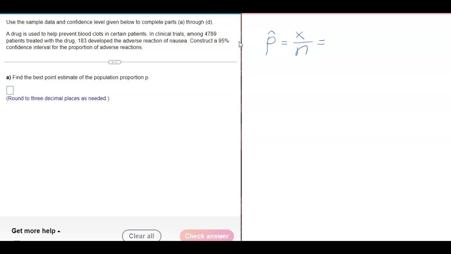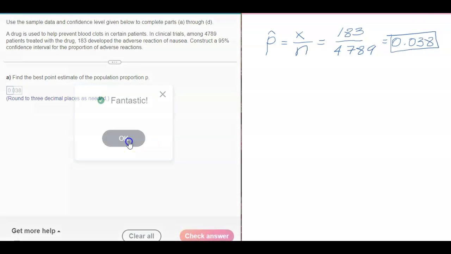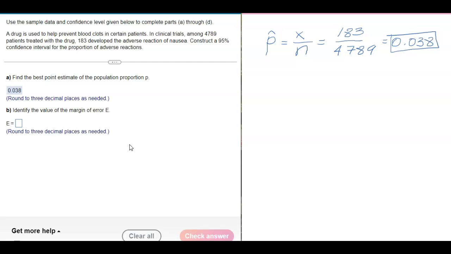The total number of patients treated is 4,789. So we divide 183 by 4,789. Let's use the calculator. 0.038 rounded to 3 decimal places. Let's have this number written down somewhere because we will use it later also. Fantastic. Next part, identify the value of the margin of error E.